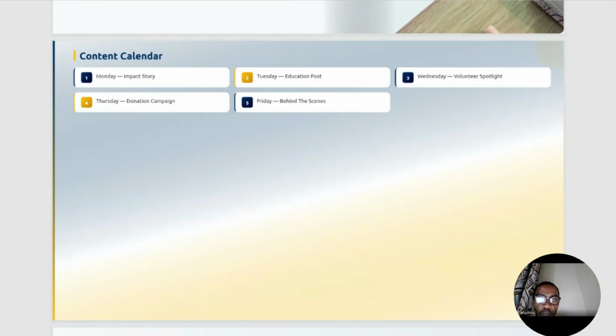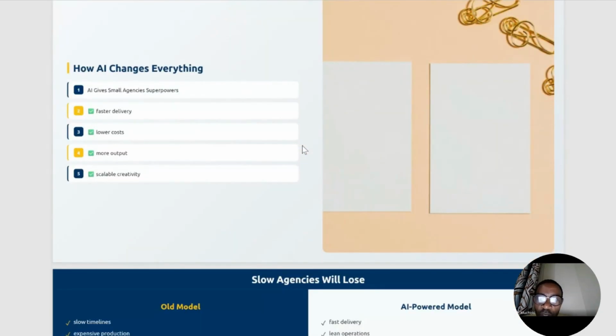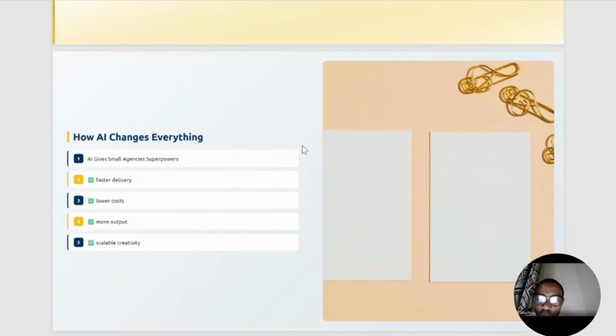Maybe when you're coming up with a content calendar, what do you want to factor in? For this kind of brand, you want to talk about things like impact stories. Let's say on Monday, Tuesday, you have an education post. Wednesday, you have a volunteer spotlight. Maybe Thursday, you talk about a donation campaign that's going on. Friday, you can do behind the scenes, just people. These days that has become very popular, behind the scenes.